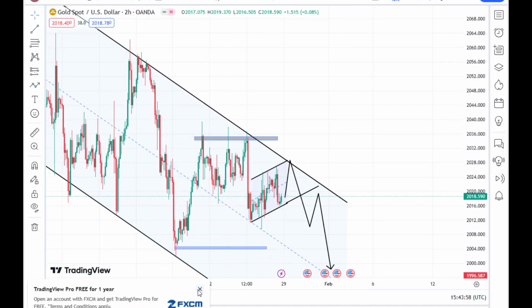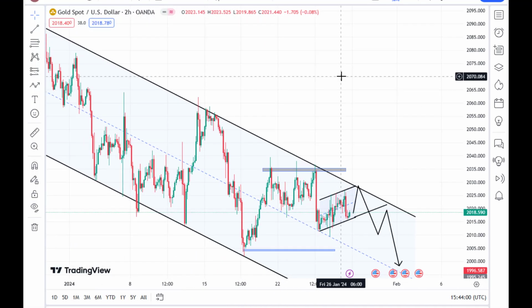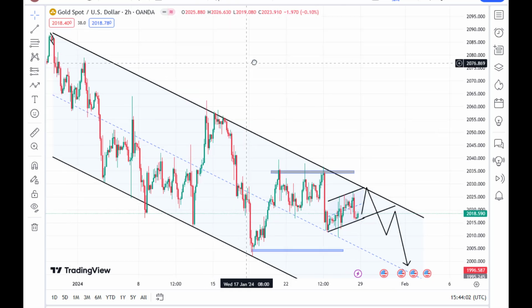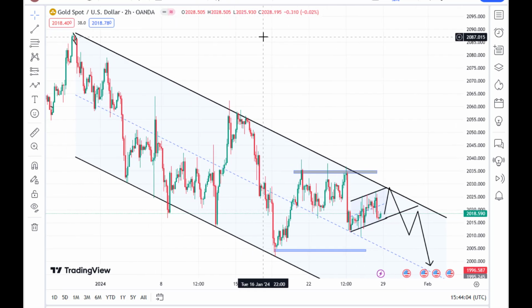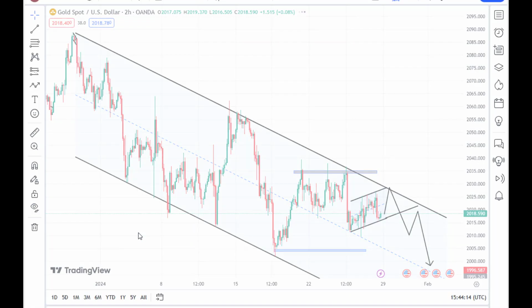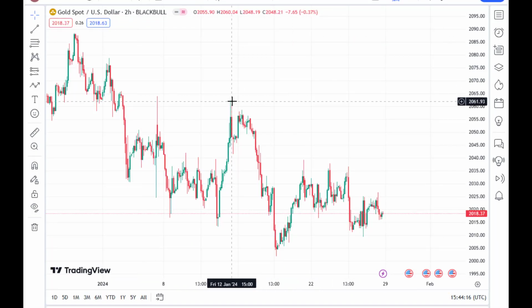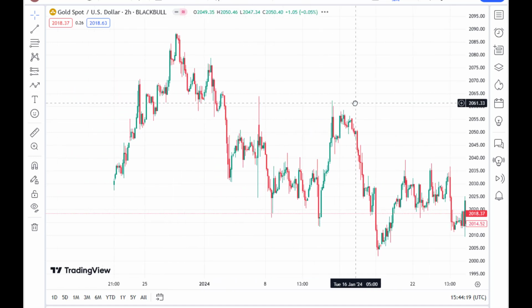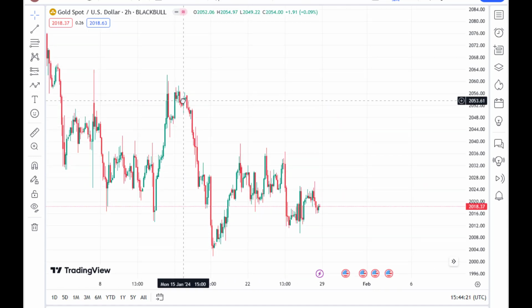Right, so basically this is a top-down analysis on gold. We are going to restart the analysis from scratch so that you guys understand clearly how to analyze using price action and all of that. So let's analyze gold. It's a top-down analysis. These are bare charts, and after analyzing you are going to see a lot of information from this chart.